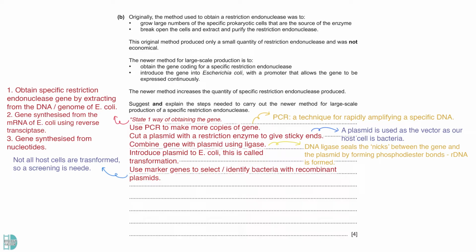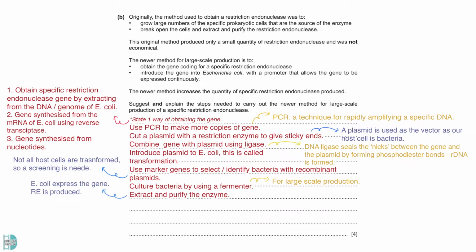Not all host cells would be successfully transformed, so we will use marker genes to identify those with recombinant plasmids. The transformed bacteria will be transferred to a fermenter and cultured on a large scale. When they express the gene, restriction endonucleases will be produced. We can now extract and purify the enzyme.